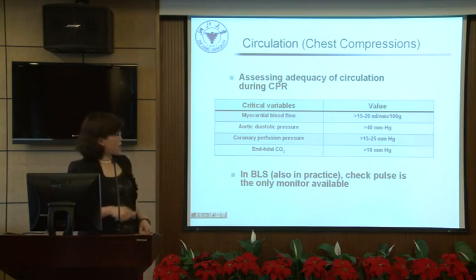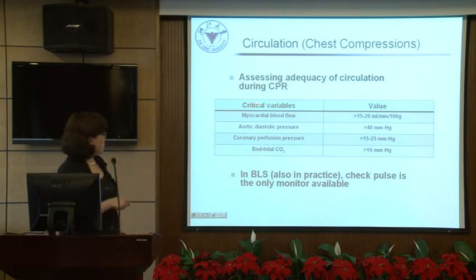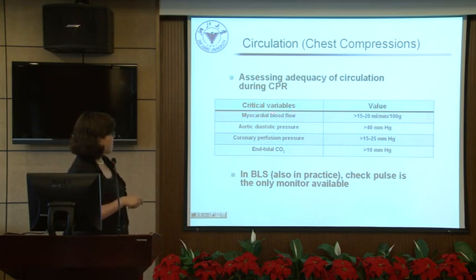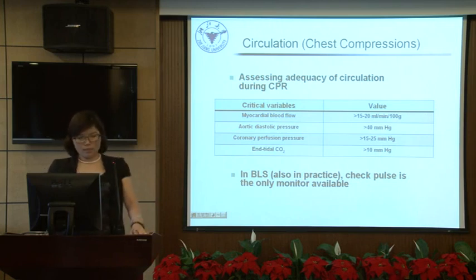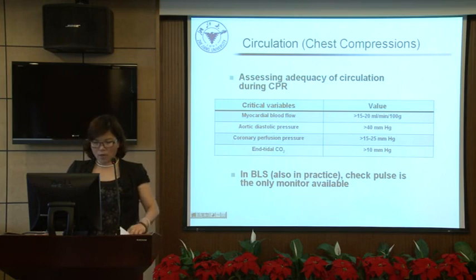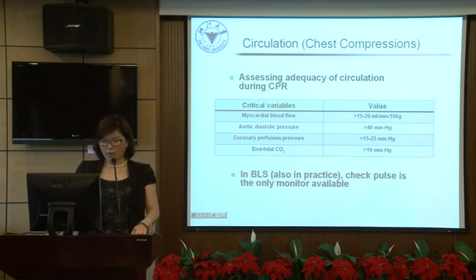This is assessing the adequacy of circulation during CPR. For example, critical variables, right? Myocardial blood flow and aortic systolic pressure should be more than 14 millimeters of mercury, coronary perfusion pressure should be more than 15 to 25 millimeters of mercury, and EtCO2 should be more than 10 millimeters of mercury.